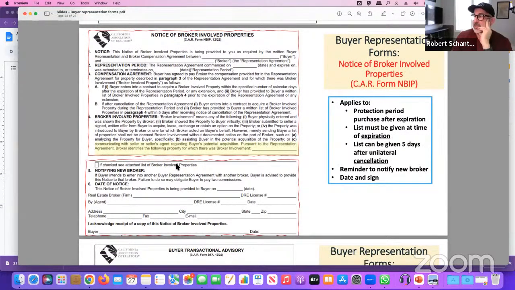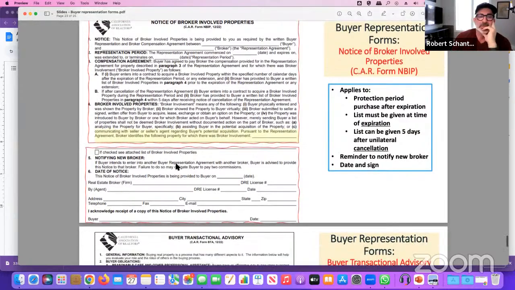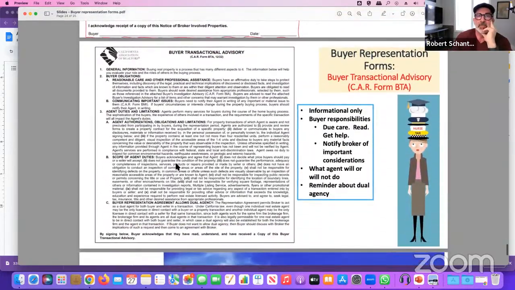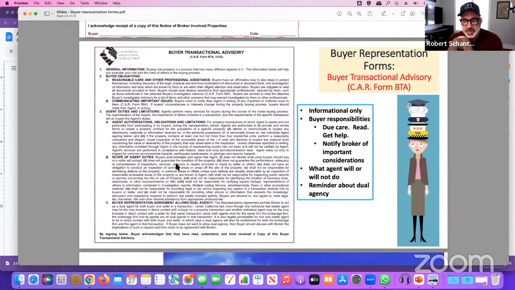Any questions on that? And then the buyer transactional advisory. So what is an advisory? An advisory is basically informational purposes delivered to a buyer. What does it do? It says, we're advising you about this. But what does it do for the broker? It kind of protects us because we need to advise them on certain stuff.